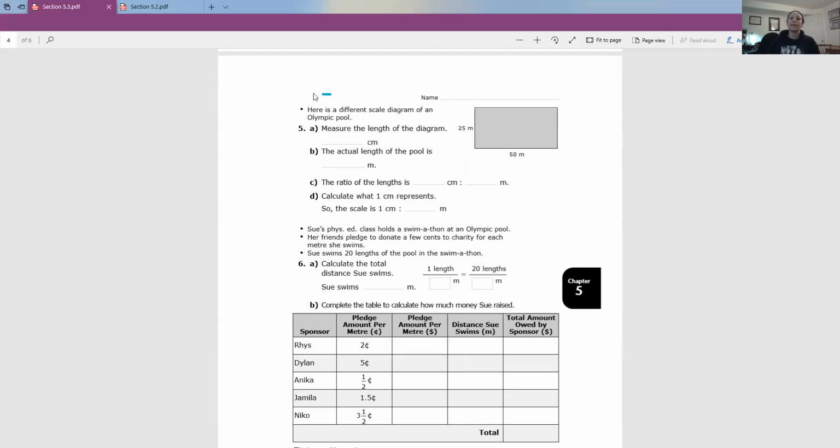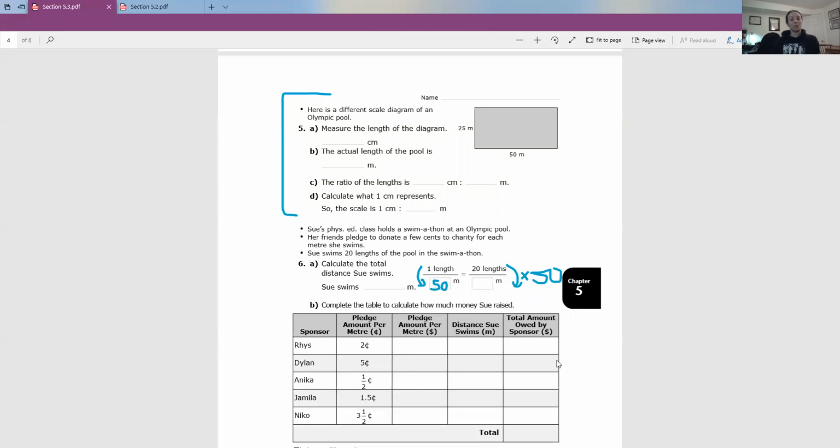I would also now like you to do question 5 on your own. All right, and then for question 6, again, you can use your ratio to figure out how many meters. She's done 20 lengths. She's in an Olympic-sized pool. If one length is 50 meters, you can figure out how many lengths she did here, right? So 1 times 50 is 50, so 20 times 50 should give you your answer, okay? So make sure you're filling this in.